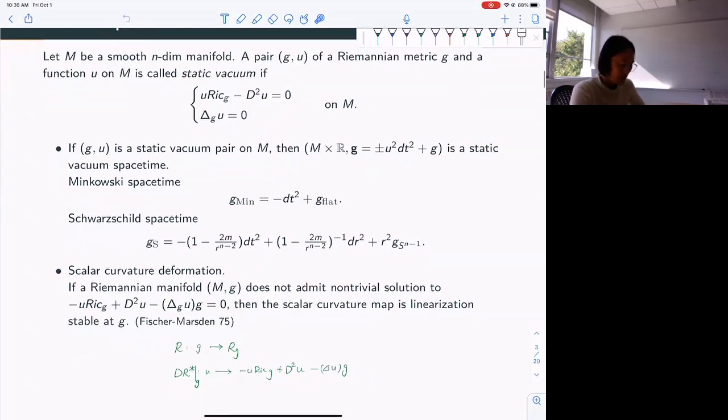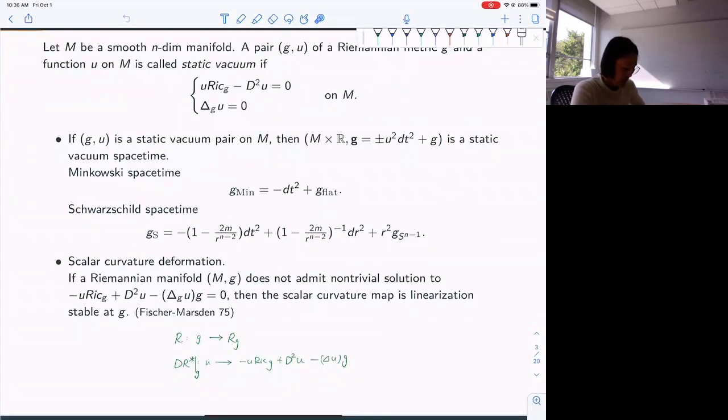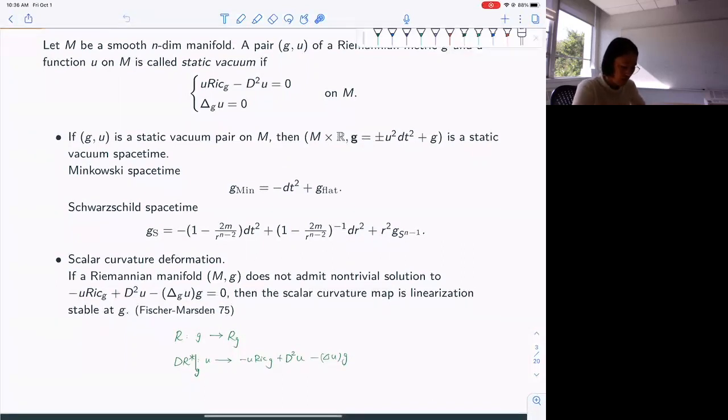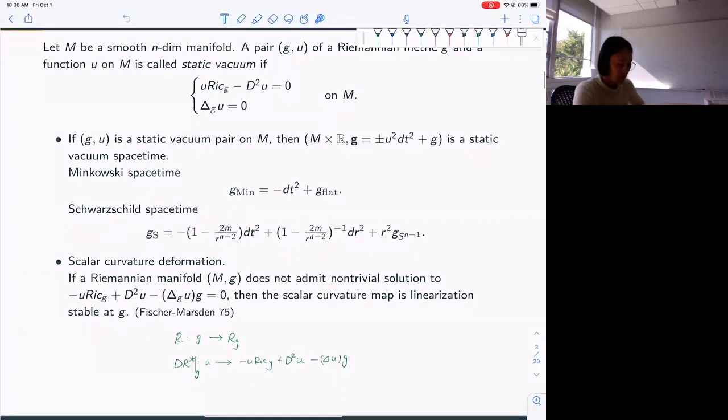Well-known examples are two space-times, Minkowski space-time and the Schwarzschild space-time. In Minkowski space-time, the Riemannian metric we consider is the flat metric on R^n, and the function u is the constant function 1. We also call this function u the potential function for the Riemannian metric. And in the Schwarzschild case, the Riemannian metric is this part, which is also called the Riemannian Schwarzschild metric, and its potential function is just the square root of this coefficient. So those are the examples of static vacuum pairs.